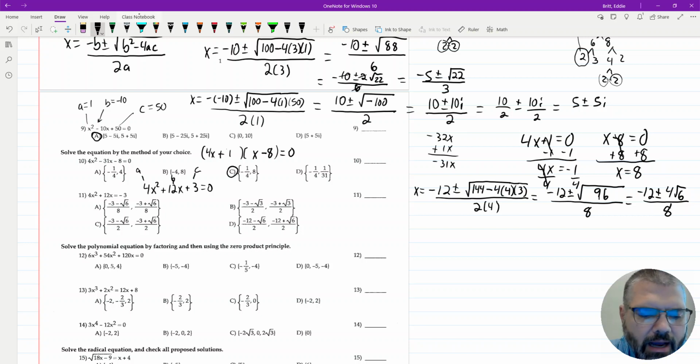All right, so I want to look at this number, and this number. And I can divide all of them by 4. So since I can divide all of them by 4, that's what I'm going to do. Negative 12 divided by 4 is negative 3, plus or minus 4 divided by 4 is 1, so it leaves the square root of 6, over 8 divided by 4 is 2. So my two answers are, again, you got to be careful when you're picking your answers: negative 3 minus the square root of 6 over 2, and negative 3 plus the square root of 6 over 2. All right, so number 11 is C.